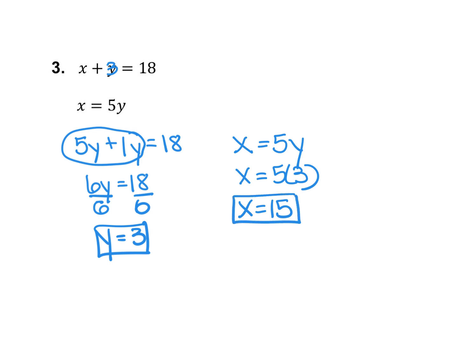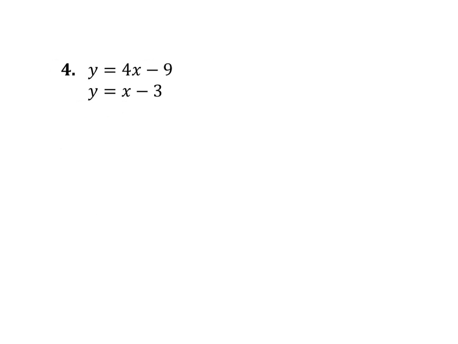And so our solution to this system is 15, because remember it goes x, then y. So we have 15, 3 is the solution to this system. That means that if you were to put both of these equations on the graph, they would intersect at 15, 3. And if I were to plug them into both of these equations, you would find that it in fact works.